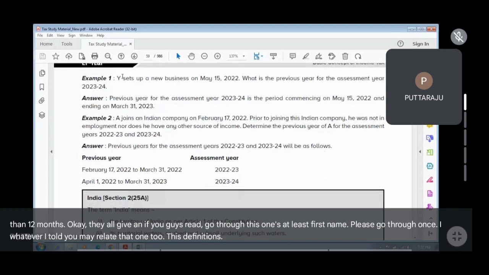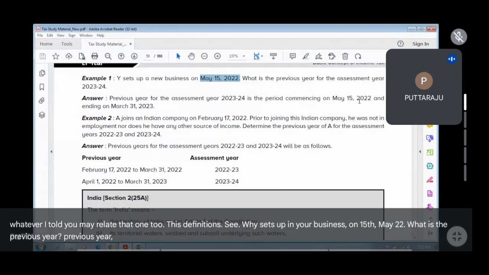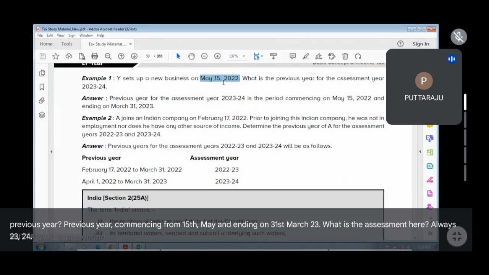See, Y sets up a new business on 15th May 22. What is the previous year? Previous year commencing from 15th May and ending on 31st March 23. What is the assessment year? Always 23-24 for this. Or anything which has the previous year 22-23, the assessment year will be 23-24. All these things they have given.